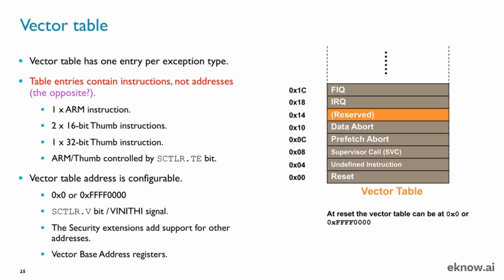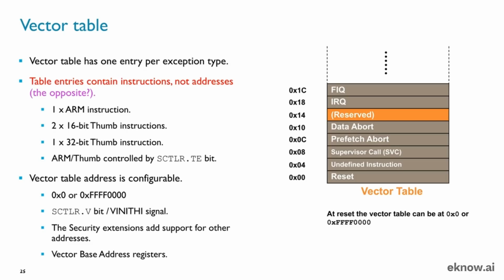Another powerful feature is that the location of this entire table isn't fixed. The vector table's base address is configurable. At reset, the processor can be configured to look for this table either at address 0x0, which we call low vectors, or at a very high memory address, 0xFFFF0000, known as high vectors. This is controlled by the V bit in the SCTLR or sometimes by an external hardware signal.